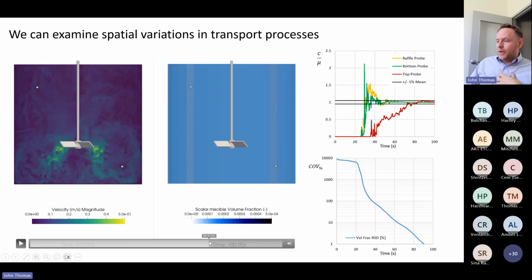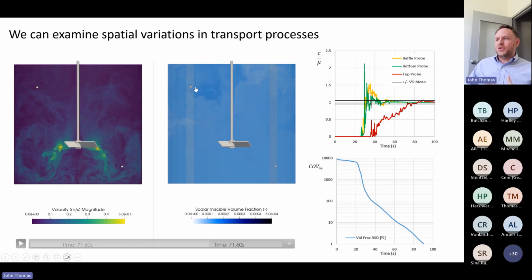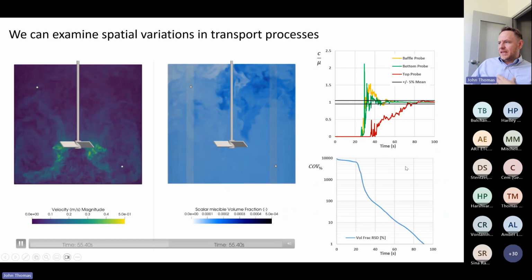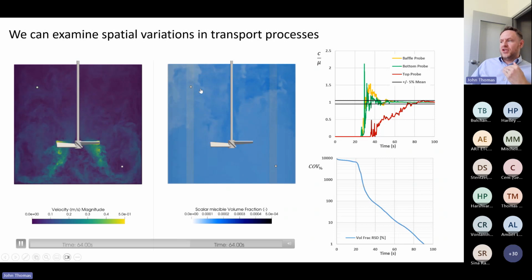This top probe, for example, didn't get within 5% of the mean value until after 80 seconds. This was kind of our rate limiting step here. This was the last part of the region to blend. And so we can characterize both the spatial variations in this blending process, as well as the global effect. I'll play this again just for illustration here. You can see 50 seconds on, 55 seconds on, we're still heterogeneous up here. This is not yet homogenized.